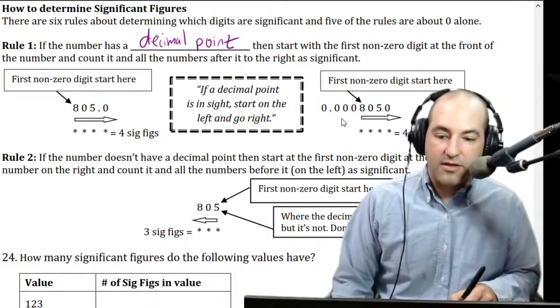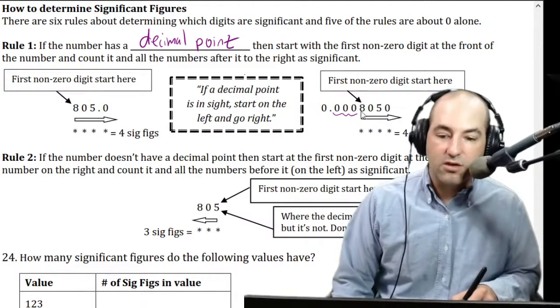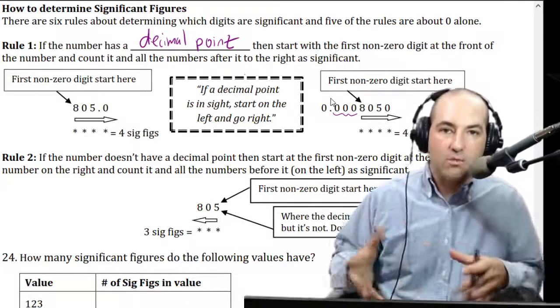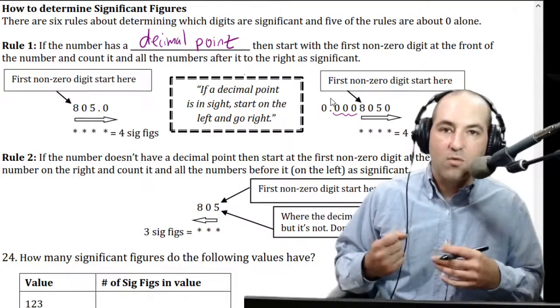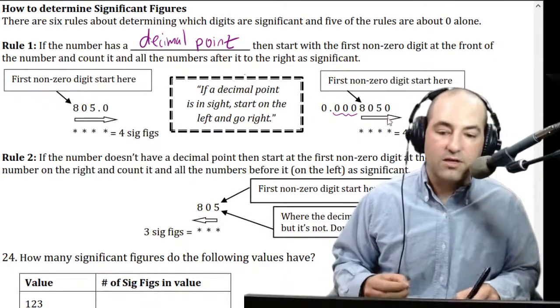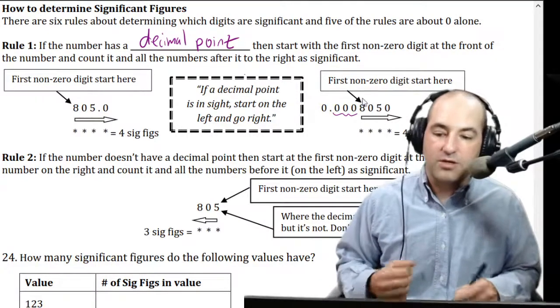If we have something like this that has a bunch of zeros before the digits start, those are actually not significant, because that just tells us what is the range that we're measuring in, not what is the precision of our measurement. So this is still 4 significant figures. Those are the ones that are measured.